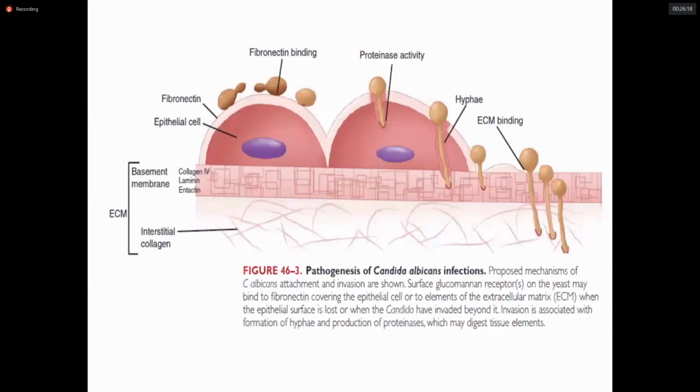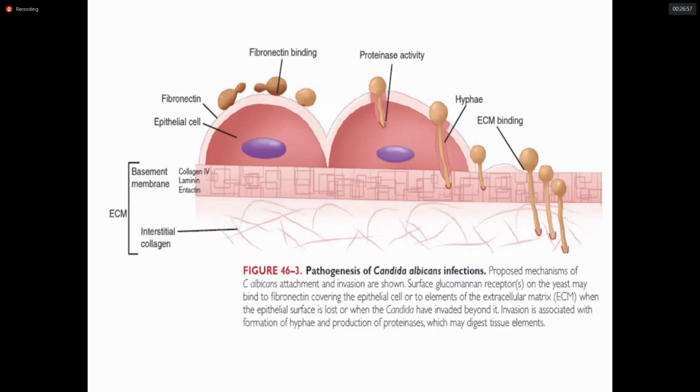Here we come to this figure, which explains what I have said. These are the epithelial cells. These are the yeast cells with budding. You can see them. They attach to epithelial cells via the fibronectin. Fibronectin of the epithelial cells and glucomannan of the Candida albicans. So glucomannan attaches to fibronectin on epithelial cells. This is how the yeast form can attach to epithelial cells.